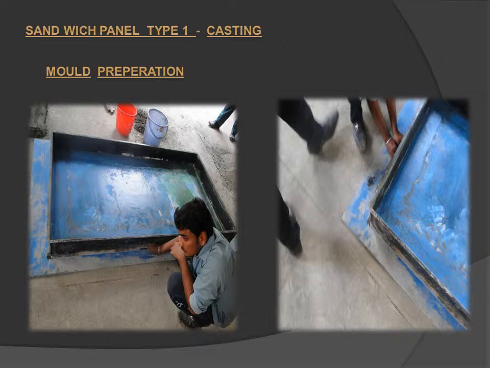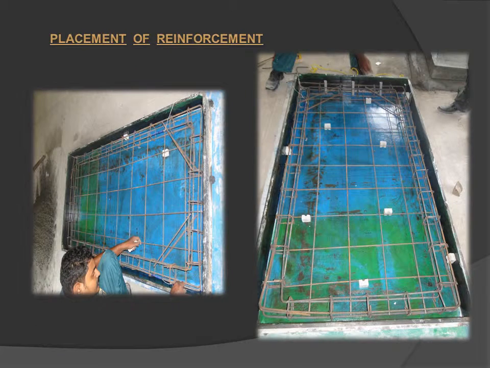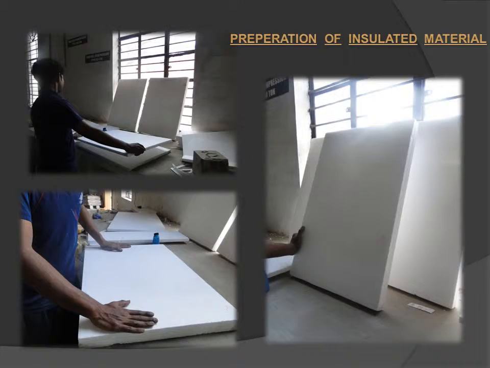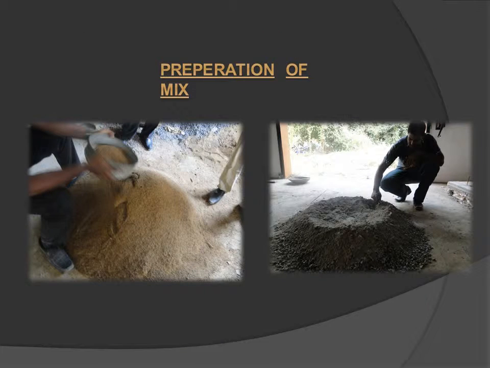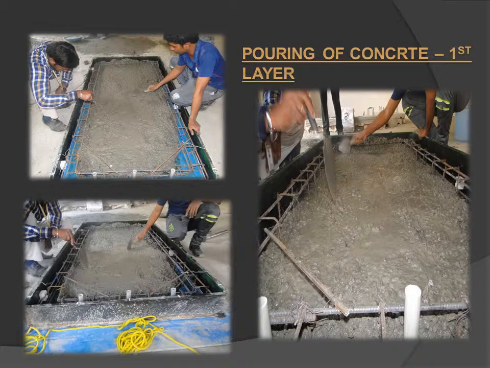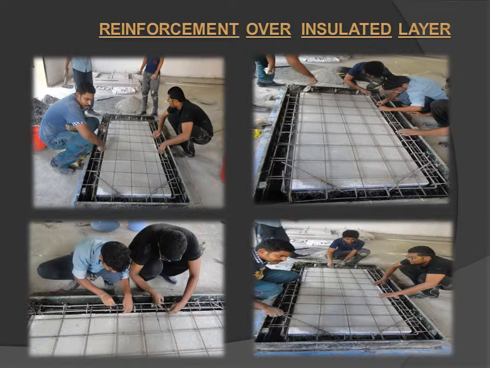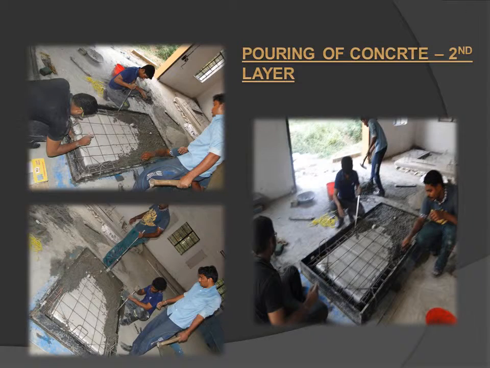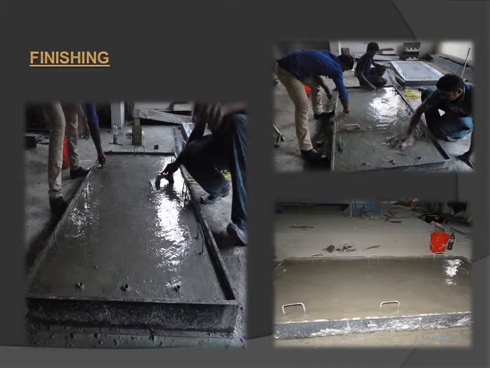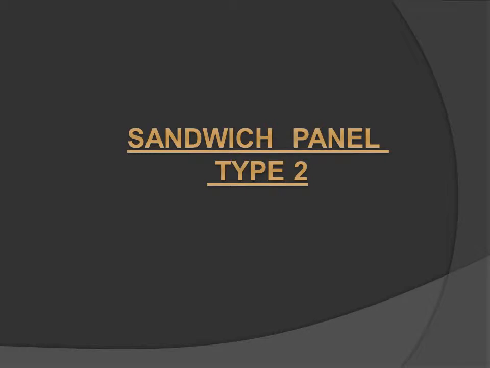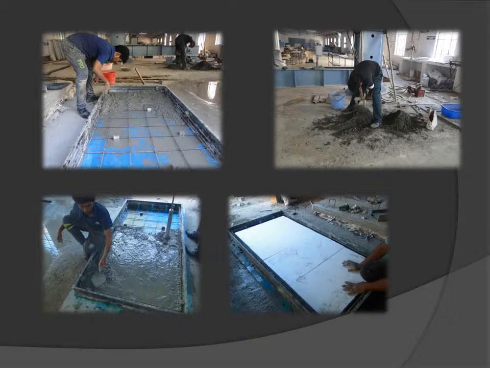First one is the sandwich panel type 1. These are the mold preparations, and then placement of reinforcement, and then preparation of insulated materials, and then this is the process of preparation of the mix design, and then pouring of concrete first layer. Next one is the placing of insulated layers, and then reinforcement over the insulated layers, and then finally pouring of concrete for the second layer. Then we did the finishing process, and this is the sandwich panel type 2. Same way as sandwich panel type 1 we did it.